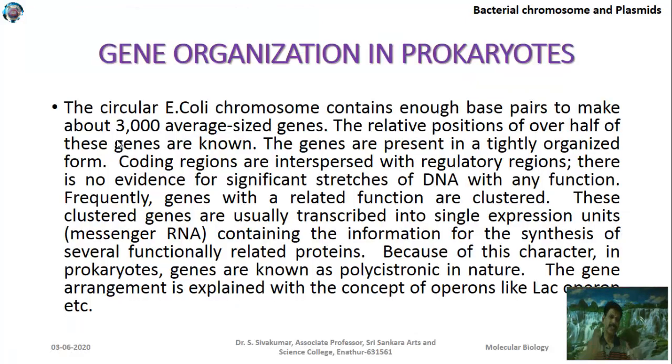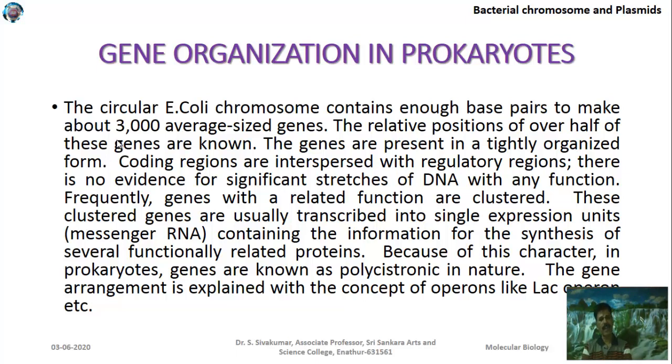Next, how are the genes present in prokaryotes? Is there any speciality of the genes of prokaryotes when compared to eukaryotes? Is there any difference? I hope everybody knows that yes, there is a difference in gene organization between prokaryotes and eukaryotes. Usually the genes in prokaryotes are called polycistronic in nature. Poly, everybody knows, means many. Cistron means a gene. So polycistronic in nature is a multi-gene nature.